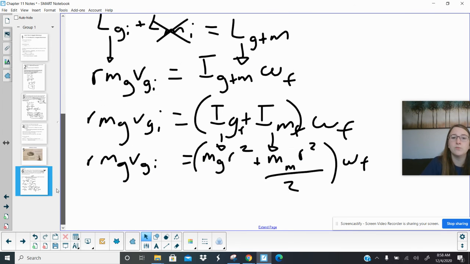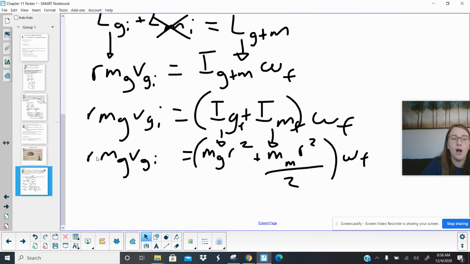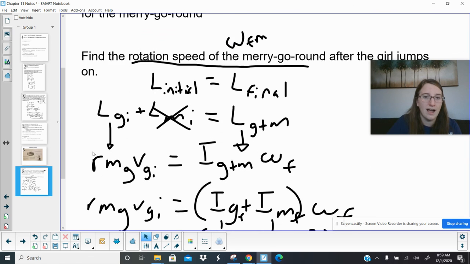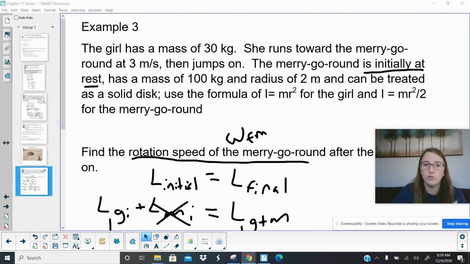Now this is what's kind of weird, but the r here is going to be the same because that doesn't change when she jumps on. Remember, this initial is literally referring to right before she jumps on. She's midair. When she's midair jumping onto that merry-go-round, her distance from center is the same as afterwards. Just for that split second, she is right there, just ready to jump on. We have the same radius. So we have a radius of 2 meters.